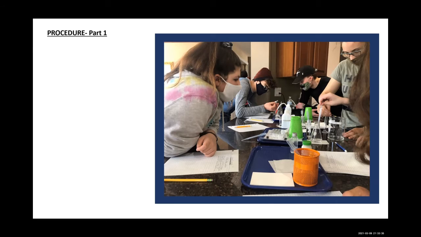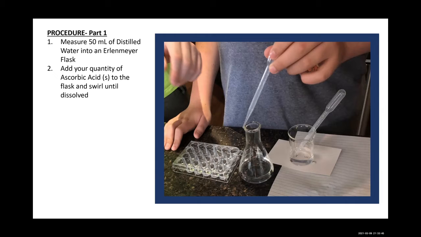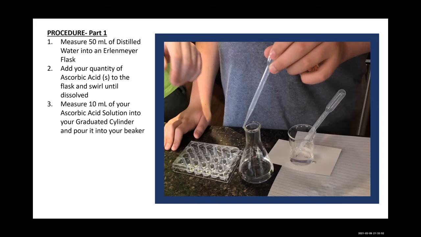Procedure, Part 1. Measure 50 milliliters of distilled water into an Erlenmeyer flask. Add your quantity of ascorbic acid to the flask and swirl until dissolved. Measure 10 milliliters of your ascorbic acid solution into your graduated cylinder and pour it into your beaker. Label an index card Solution A. Place the beaker of ascorbic acid on the index card.